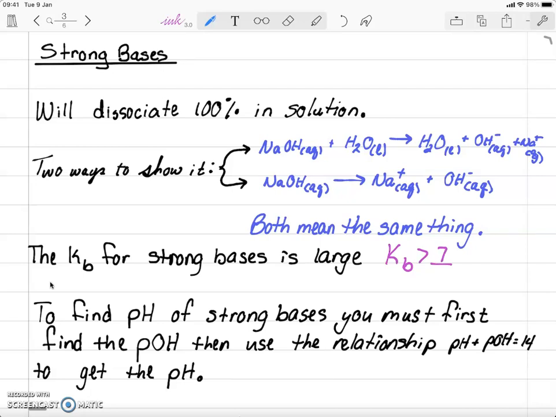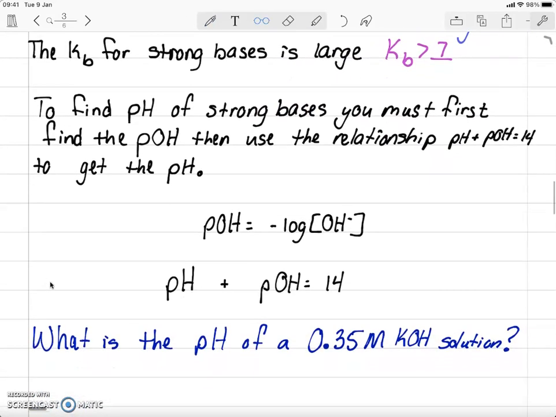But when looking for the pH of a strong base, we cannot just take the negative log of its OH- ions and call that pH, because pH is equal to the negative log of H+ concentrations. Instead, what we must do is find the pOH first. And the pOH is the negative log of the concentration of OH- ions. Once we know what the pOH is, we can then use the relationship pH plus pOH is equal to 14 to solve for the pH.